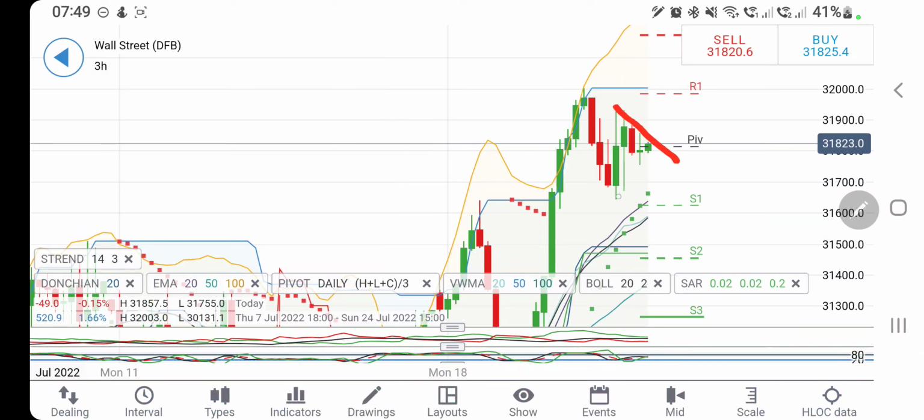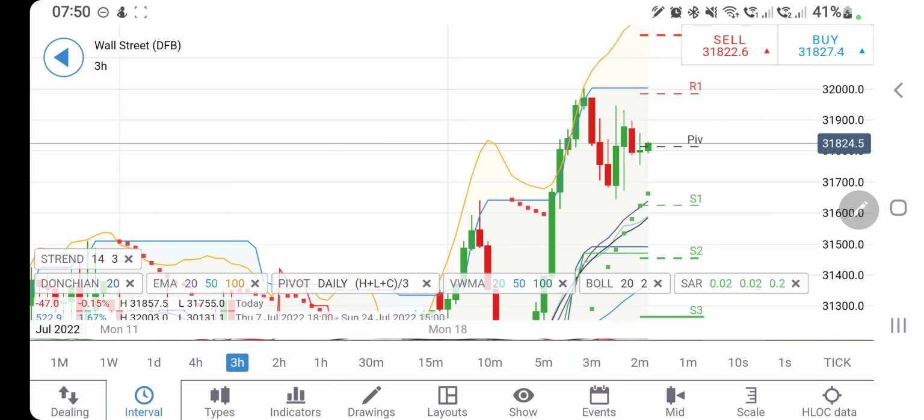See, this is giving you lower highs, higher lows, trying to consolidate a bit. Do not trade between 31,900 and 31,750 levels. Do not trade below 31,750. You can expect it to hit 31,700 and 600. Below that we may see a fall. Above 31,950, you can stay long for 31,950, 32,000 levels.